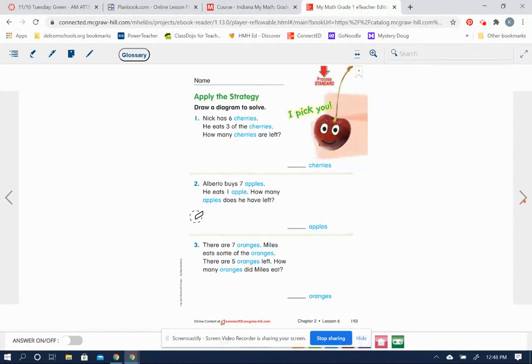Alberto buys 7 apples. He eats 1 of them. How many apples does he have left? Write that answer here. There are 7 oranges. Miles eats some of the oranges. There are 5 oranges left. How many oranges did Miles eat?